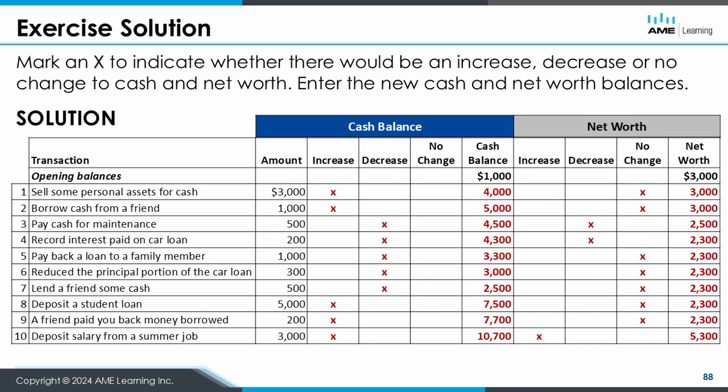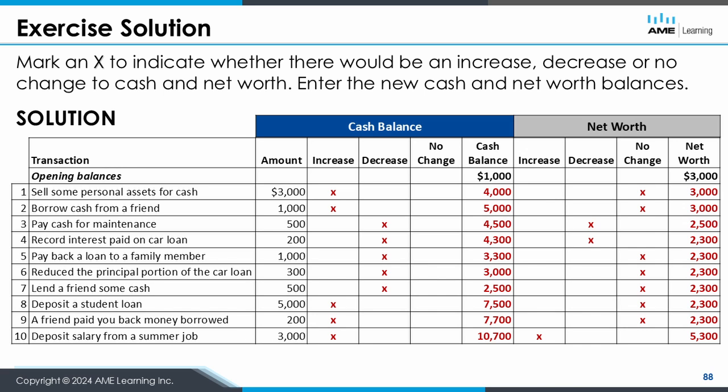Number 4 is record interest paid on an auto loan. So you had an auto loan, you paid $200 of interest on an auto loan. That decreases your cash because obviously you're paying that out. So that brings it to $4,300. And it also decreases your net worth because that's interest expense. Number 6 is reduced the principal balance on your car loan by $300. So you've paid down the balance on your car loan $300, but that doesn't have any impact also on your equity. So that's going to stay the same.